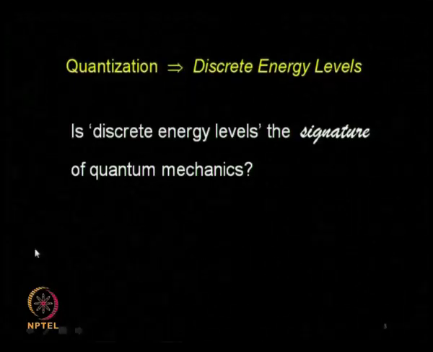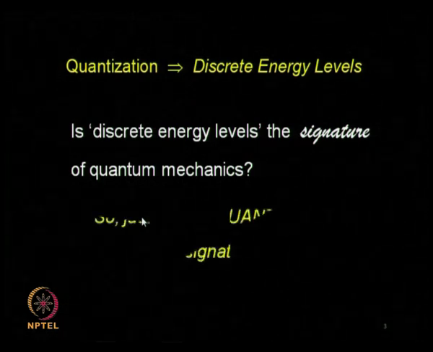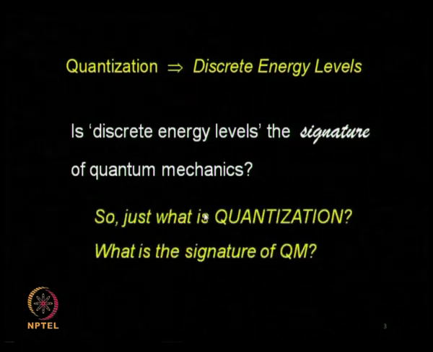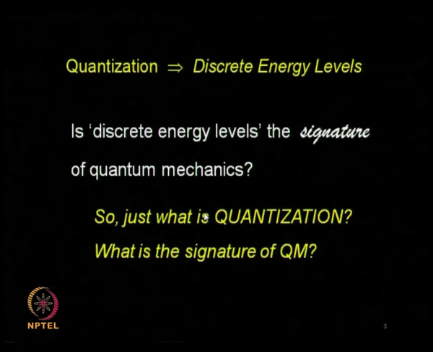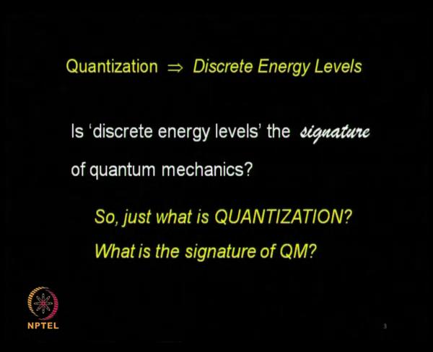Do you understand this question as to what is the signature of quantum mechanics? Because here we are dealing with a discrete spectrum, and we have to ask this question as to what is the signature of quantum mechanics. Is this always the case, and just what is the signature of quantum mechanics and what is really meant by quantization. So, very often it is suggested that quantization means having discrete energy levels.